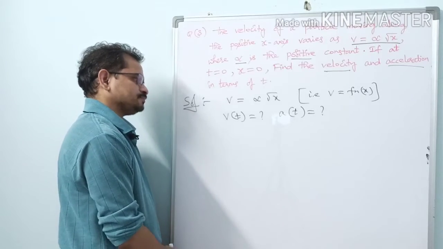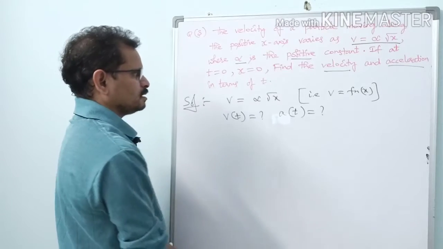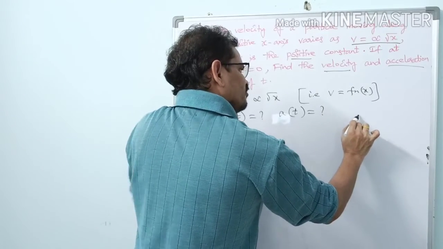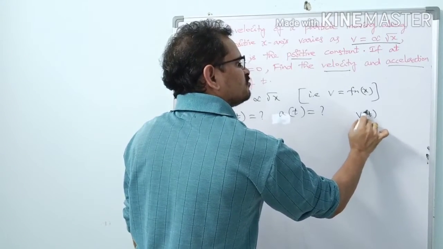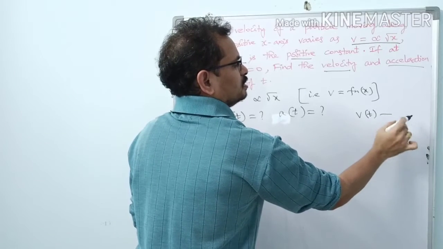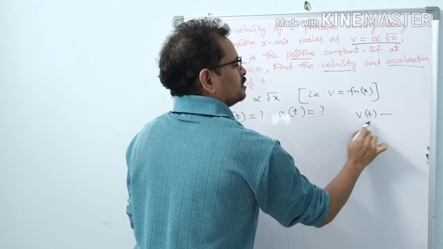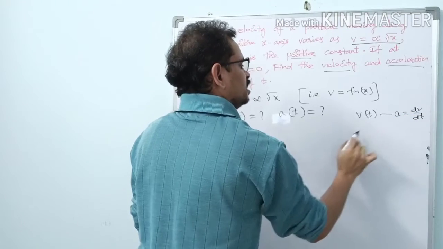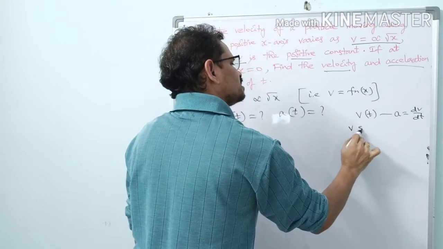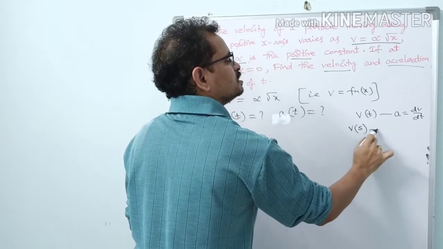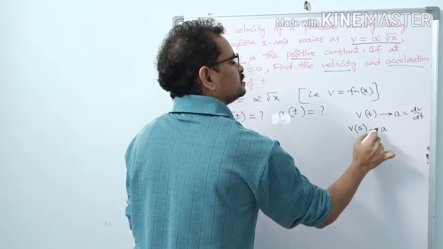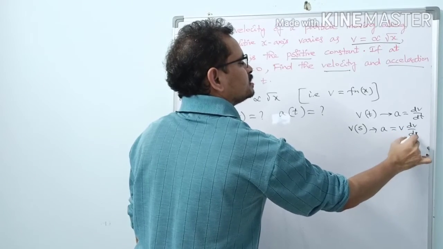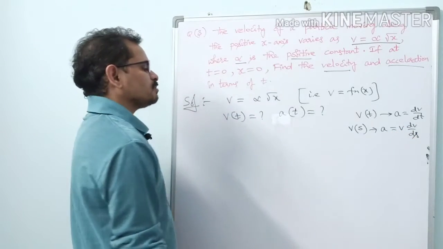So what shall we do? You know, when velocity is given as a function of time t, we have to use which formula? Acceleration equal to dv by dt. If velocity is given as a function of displacement s, then what about acceleration? Acceleration equal to v dv by ds. So let us use such formula here.